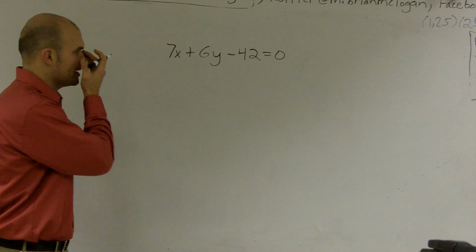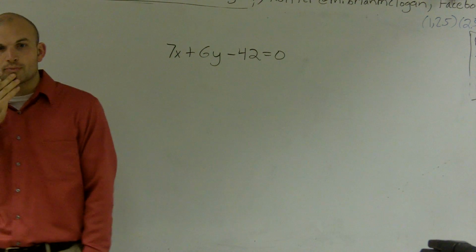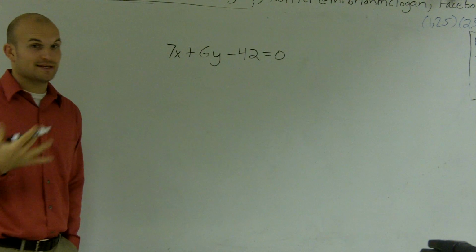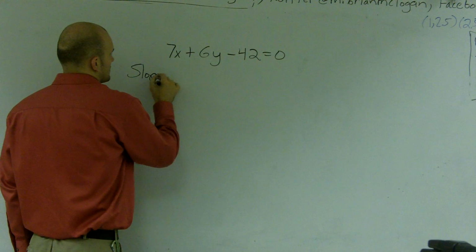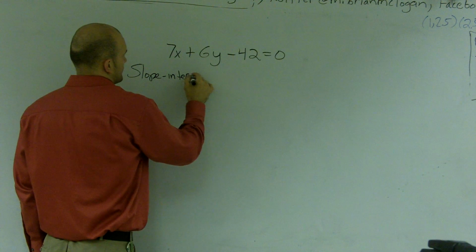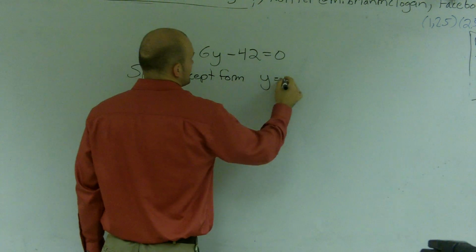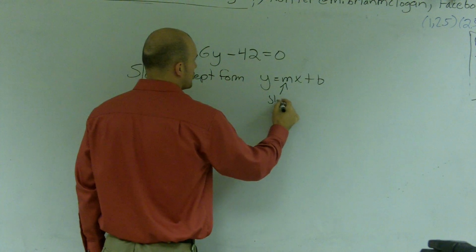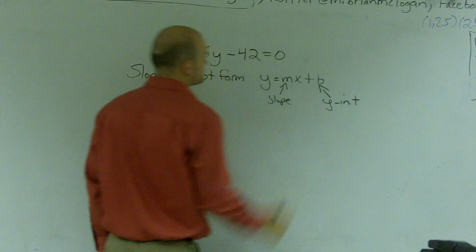Alright, what I'd like to do is show you how to set this into y equals, or into slope-intercept form, and then graph the equation. So, first thing we need to understand is what slope-intercept form is. Slope-intercept form is y equals mx plus b, where m is our slope and b is our y-intercept.